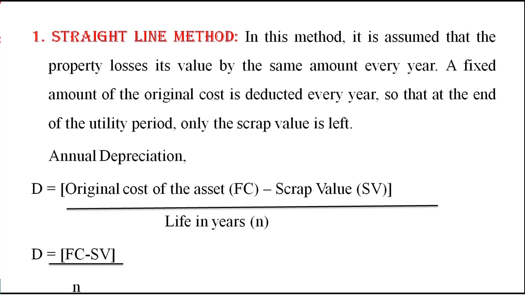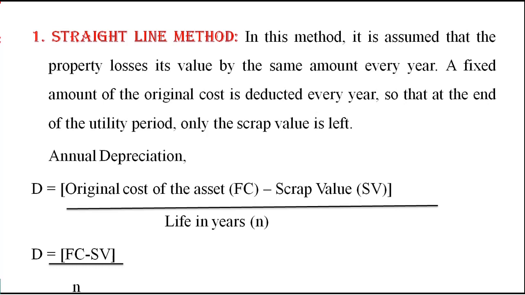In this method, as I said, it is assumed that the property loses its value by the same amount every year. Now the straight line method is the most acceptable method in the cost of depreciation calculation, because it allocates the depreciation uniformly throughout the service life of a property, except when the estimate of a service life is going to be changed.